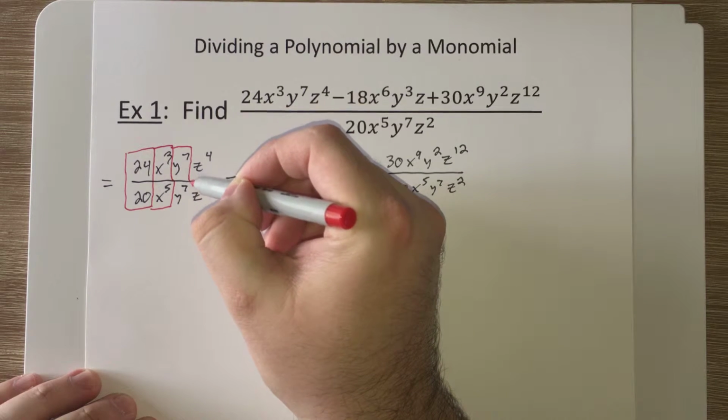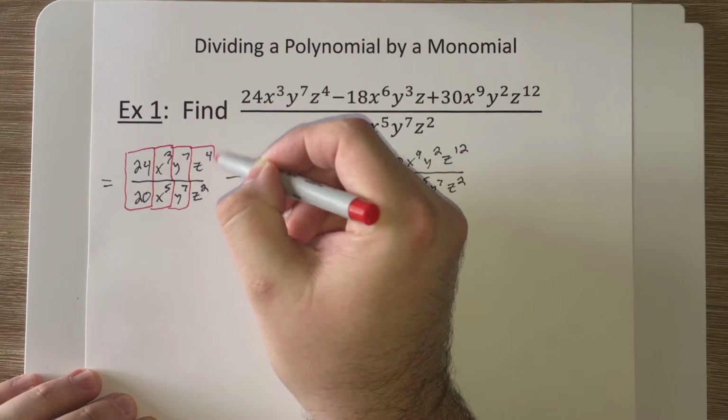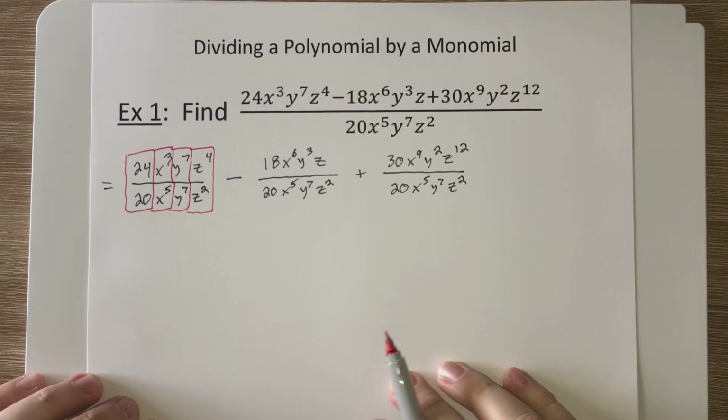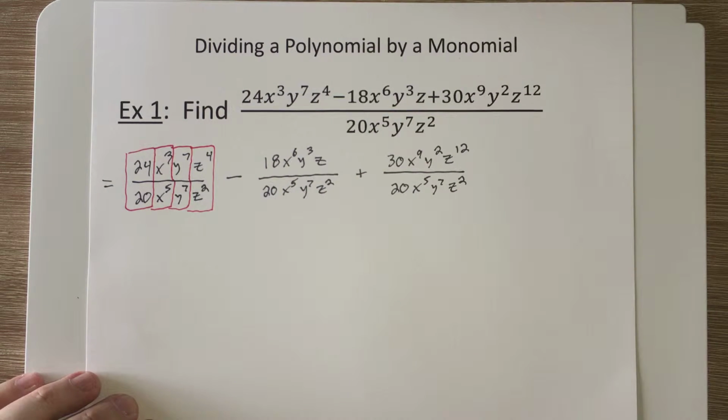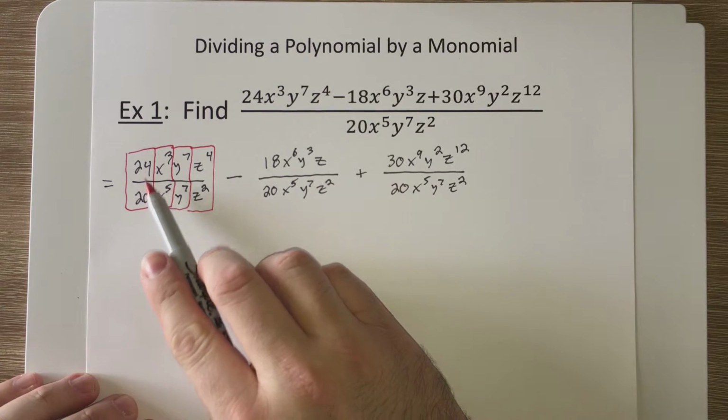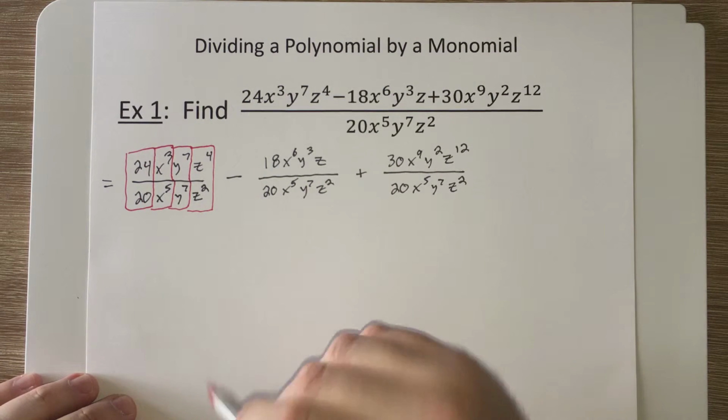Then we'll divide the y's. And then we'll divide the z's. So you divide separately. When you divide the numbers, I don't actually want you to divide the numbers. I don't want you to do 24 divided by 20. I want you to treat that as a fraction. Think of it as the fraction 24 over 20, and I want you to simplify it.